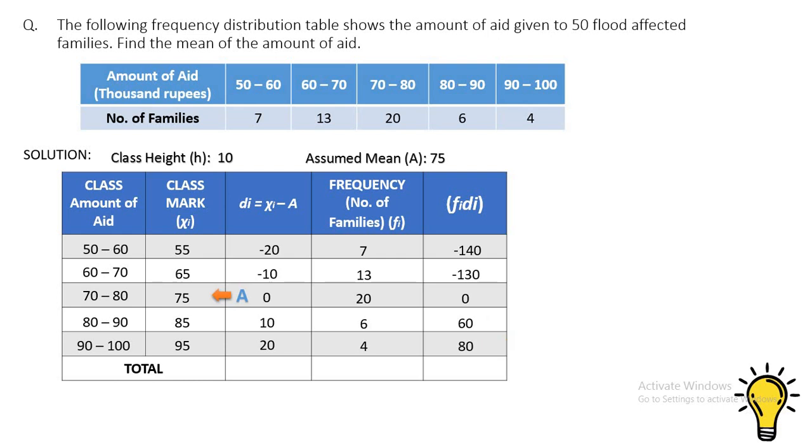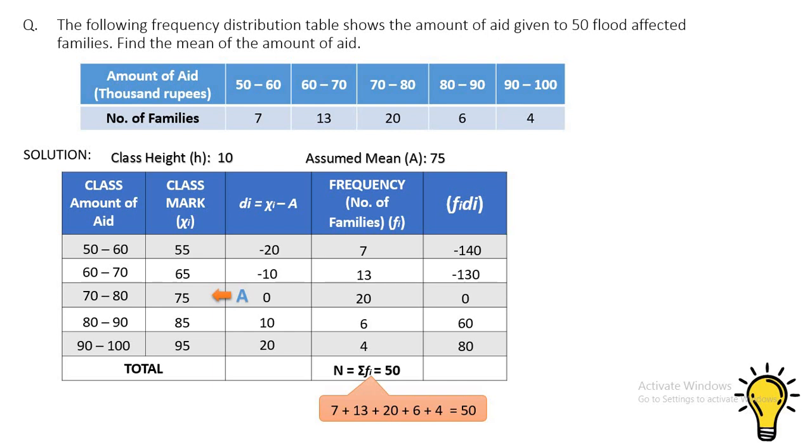Now is that table done? No, we have to find out the total. Which total do we find out? We always figure out the total for frequency and FIDI. Let's get the sum of all the frequency values. 7 plus 13 plus 20 plus 6 plus 4 gives you 50. So let's write it down. The sum of all the frequency is 50.